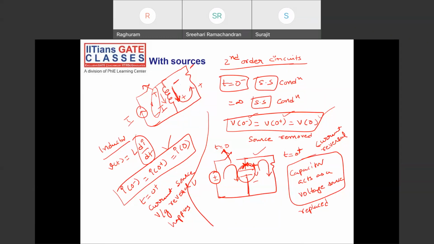Similarly, the voltage polarity will be the same in case of a capacitor, but the current direction gets reversed. In case of an inductor, voltage reversal happens. Current reversal happens in case of a capacitor. Clear? Okay.